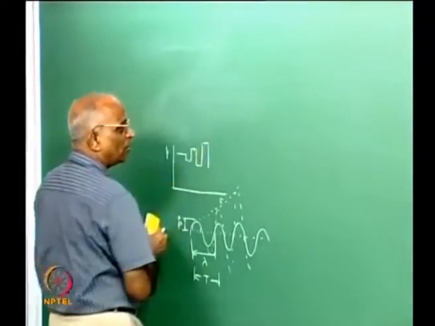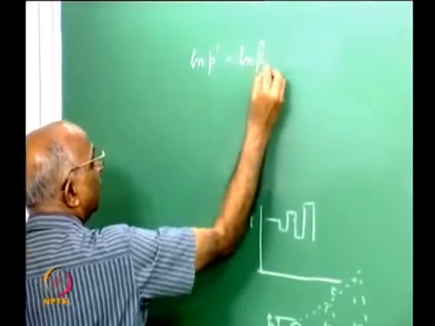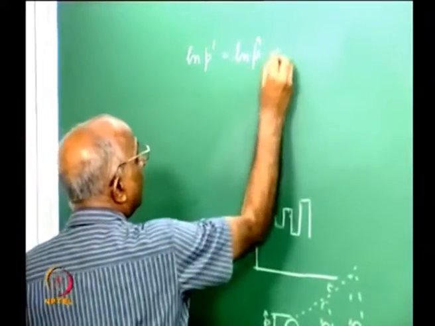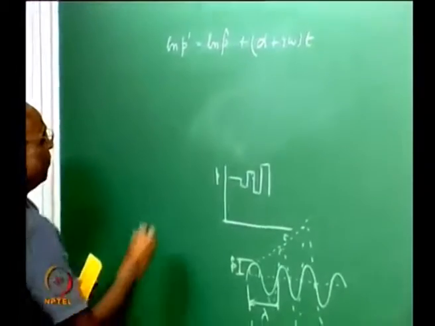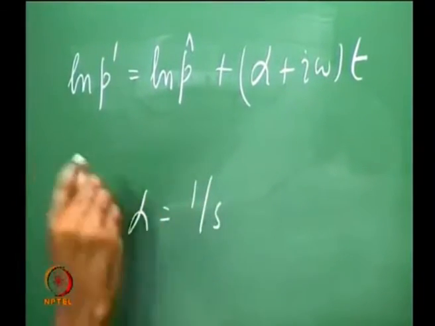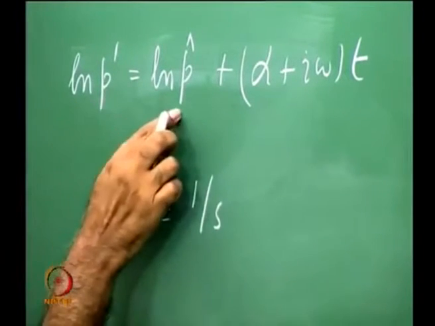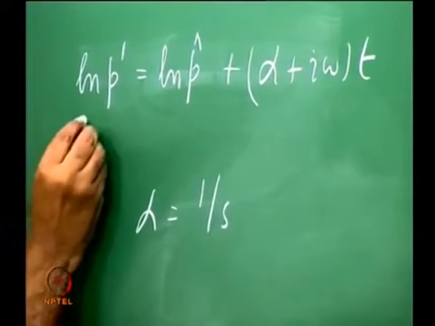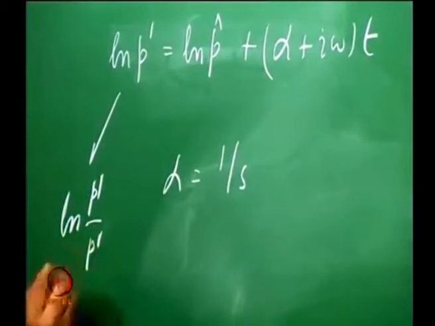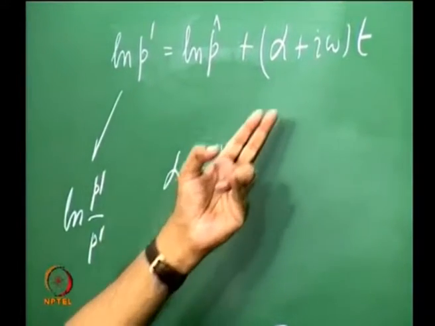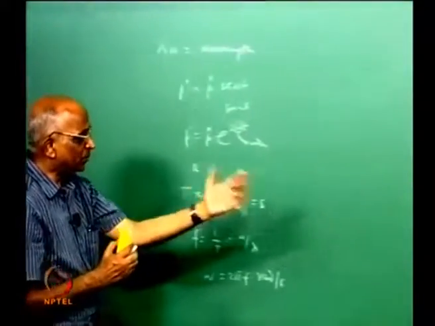I want the unit at which the waves grow. I have ln of p prime is equal to ln of p hat, and then I get alpha plus i omega into t, because ln of e is 1. Therefore, the unit of growth rate should be 1 over second, because this is ln p prime minus ln p hat, which I can write as ln of p prime by p hat. Therefore, alpha should have unit of 1 over second, and frequency also has units of radians per second, and this is the way we normally show the oscillations.